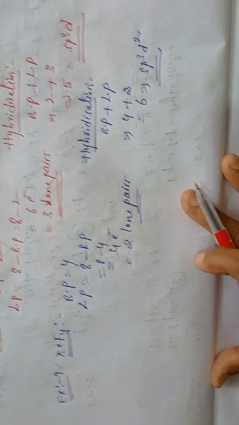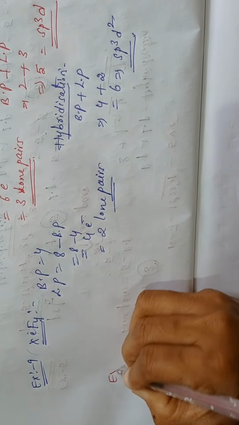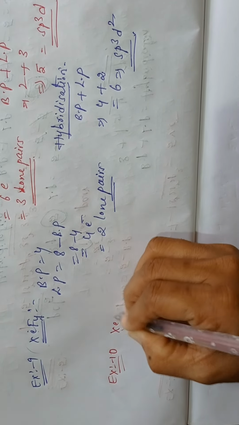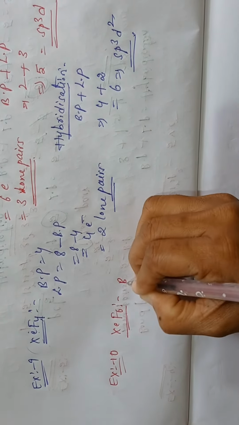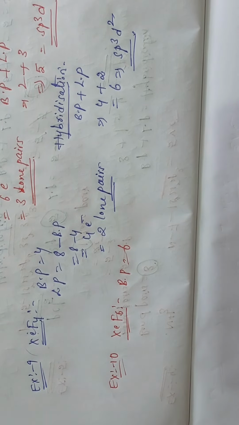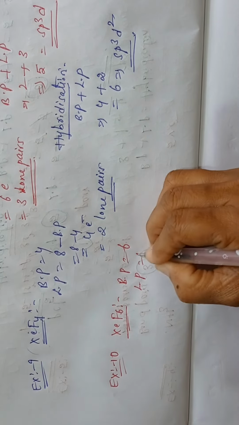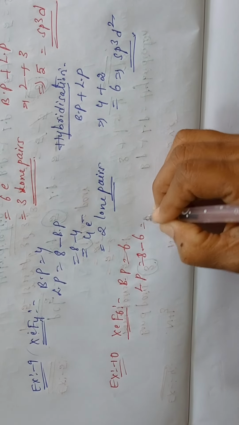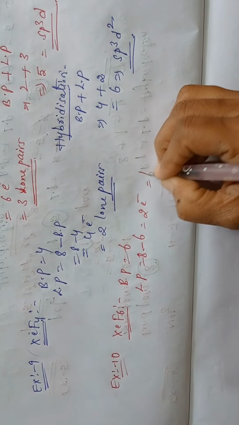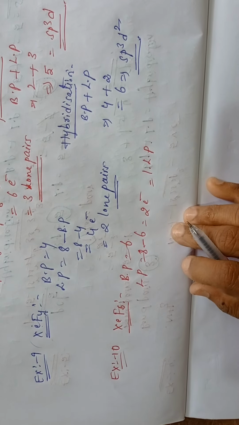Now I am going to discuss the last example, students. Example 10, XeF6. How many bond pairs, students? 6 fluorines attached, so that's bond pairs 6. How many lone pairs? Xenon has 8 valence electrons minus bond pairs, 8 minus 6, 2 electrons means 1 lone pair. Clear?